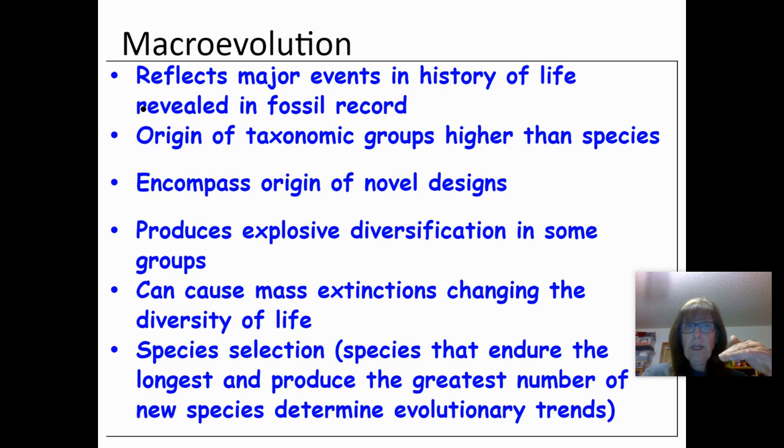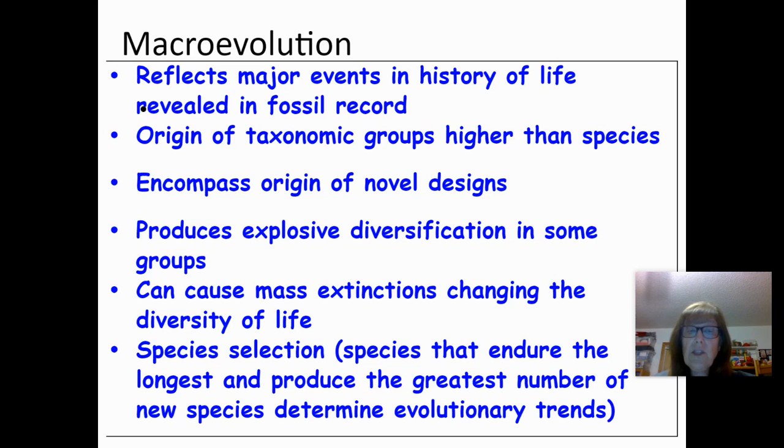So we are going to be looking at these taxonomic groups that are much higher than that specific level of species and determining how they are related to one another. What do they have in common? What novelties do they share? So we're going to be looking at those novel designs. We're going to be talking about how macroevolution produces explosive diversification in some groups. And it can cause mass extinctions, which will also change the diversity of life that we have on our planet.